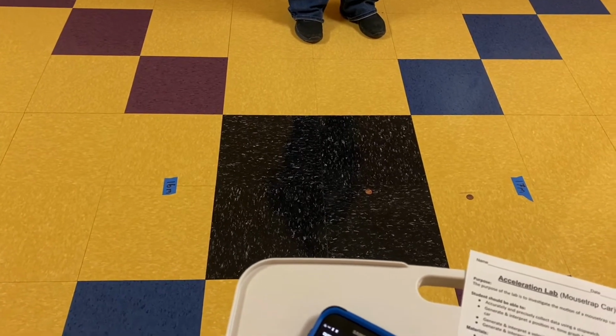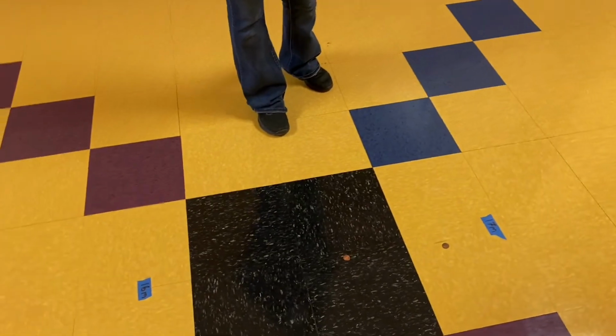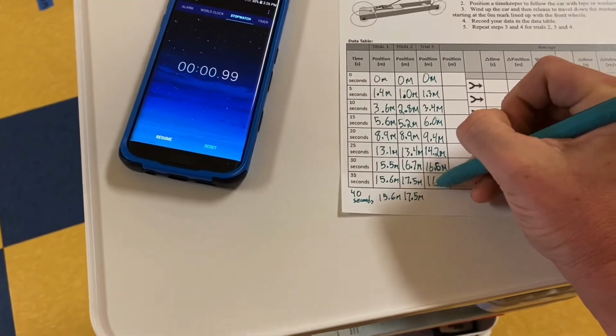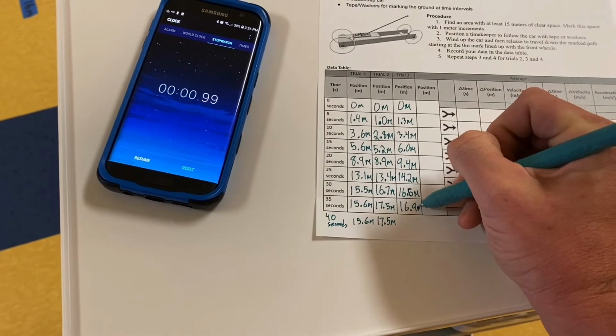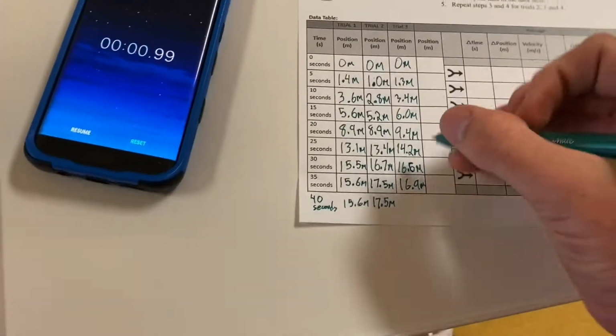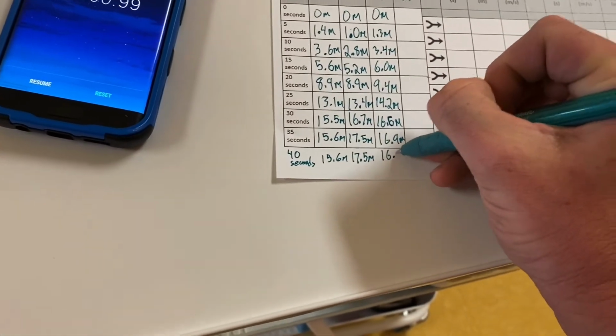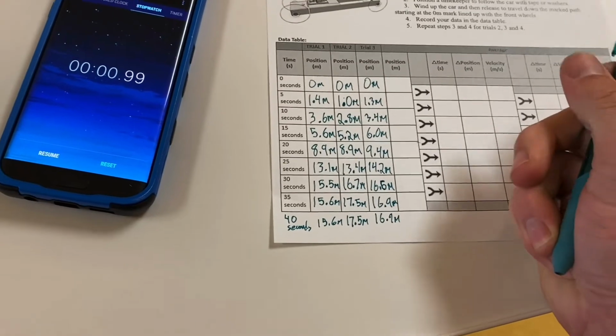That's a 6. Oh, forgot to film my writing. And looks like that last one will be 16.9 or 8? 9. 16.9 meters. All right, and one last look at your data. Oh, sorry, it stayed there, right? It didn't move from there. So at 40 seconds, theoretically, it would have been also at 16.9 meters.